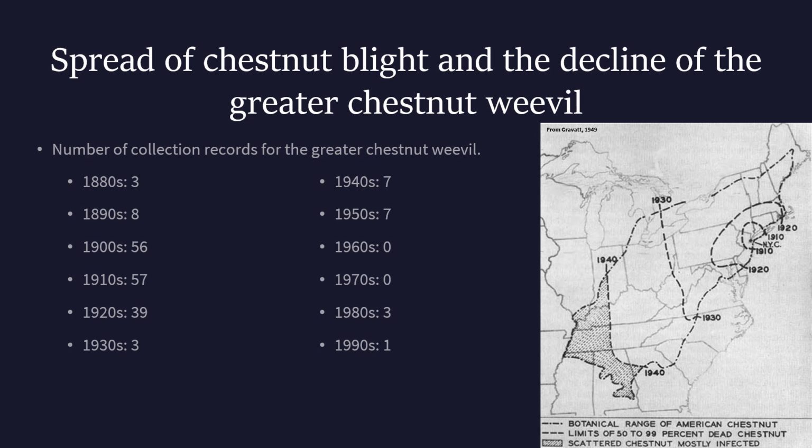We can see that the decline in the collection records of the greater chestnut weevil appeared to coincide with the increased spread of the chestnut blight throughout the range of the American chestnut. Unfortunately, as there have been no collection records for this weevil since August of 1997, it would seem likely that the greater chestnut weevil is extinct.